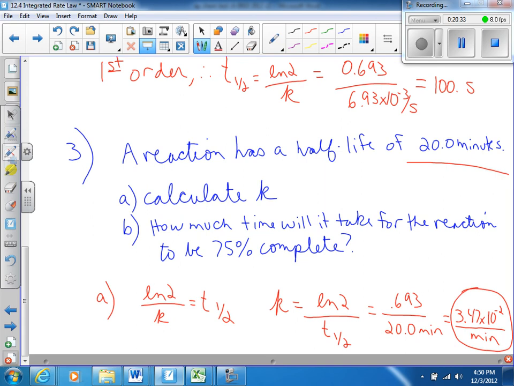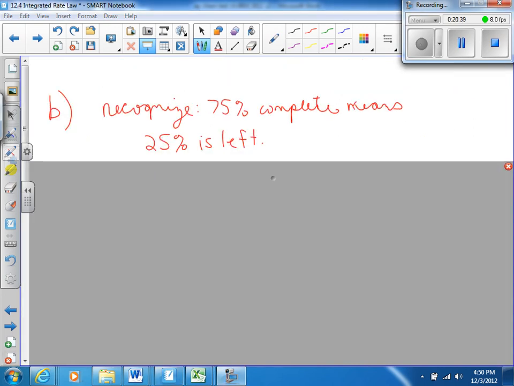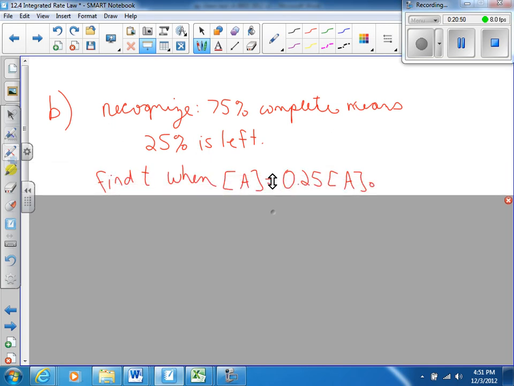Okay. Part B is a little more complicated. There's actually a very quick way to do this, but I'll show you that at the end. So for part B, we want to find out how long does it take for 75% of the reactant to go away. We have to recognize we're trying to find out when 25% is left. So we're trying to find the time when the concentration of A is 0.25 times the initial concentration.